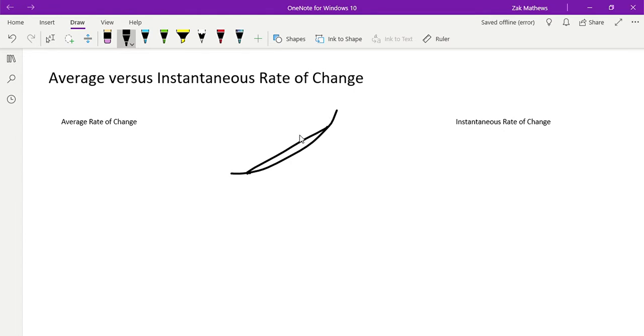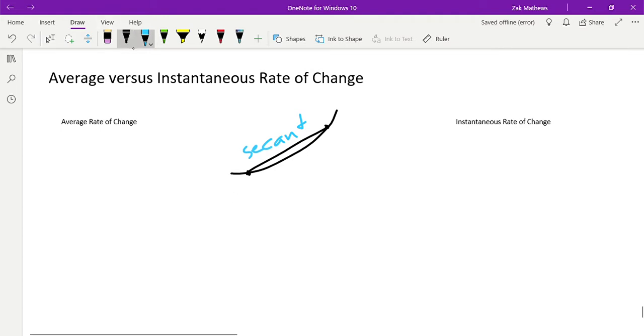So what we have to do is look at an average. If I wanted to find the average rate of change between this point right here and this point right here, we could do so using this line right here, and this line is what we call the secant line. The slope of the secant line will always give us the average rate of change.